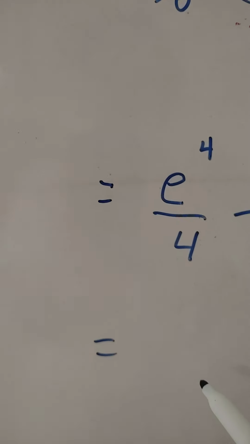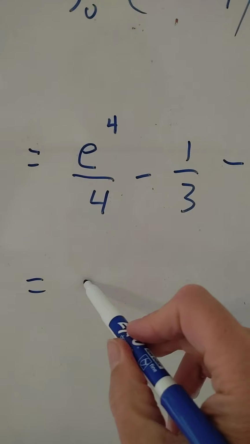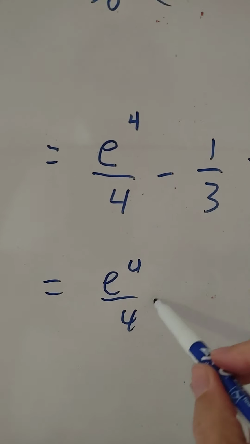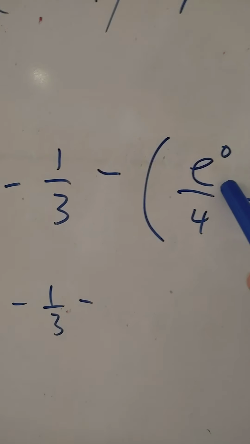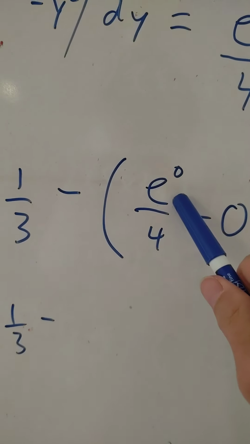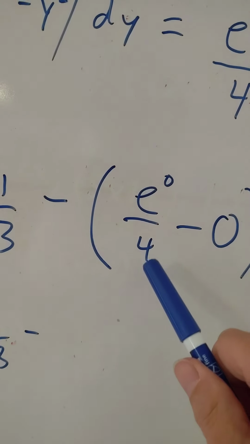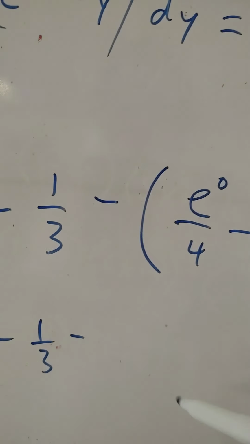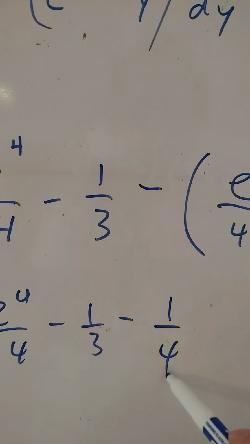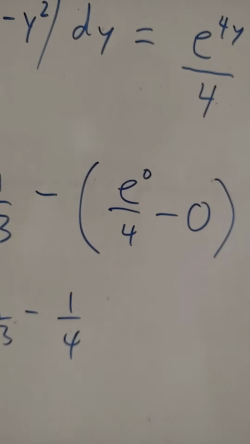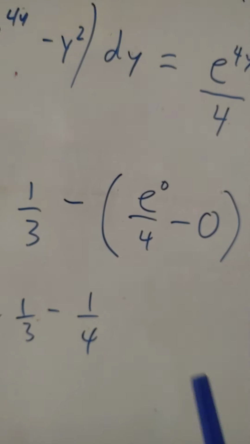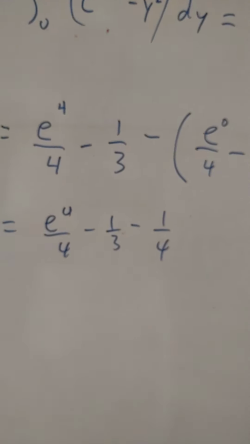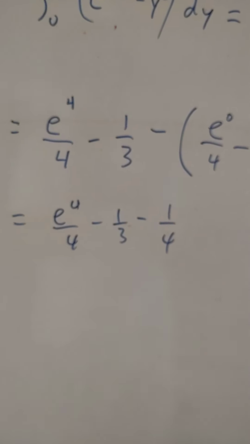Okay, let's simplify this. So now we're going to get e to the 4th over 4 minus a third minus, and now isn't e to the 0 1? Anything to the 0 power is 1. So instead of writing e to the 0 over 4, let's just write 1 over 4. And then it's going to be plus 0. Minus a minus is plus 0. But I don't have to write plus 0 because that doesn't change anything. So I get e to the 4th over 4 minus a third minus a fourth.